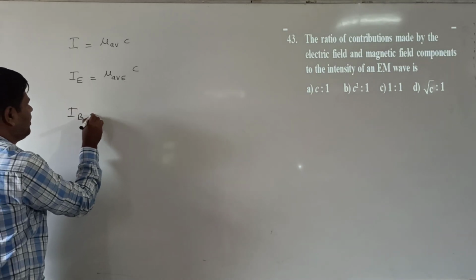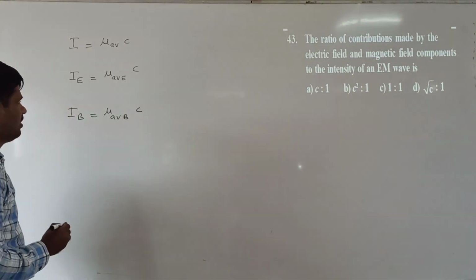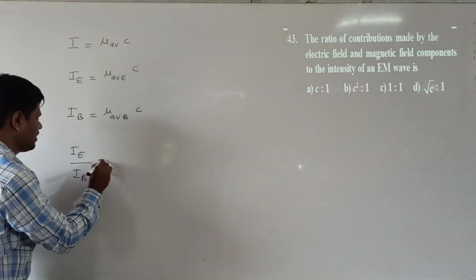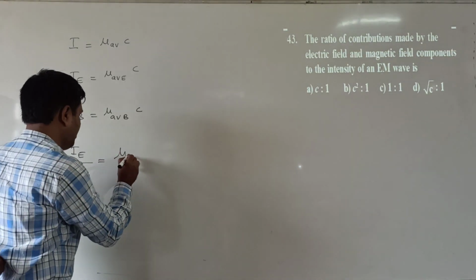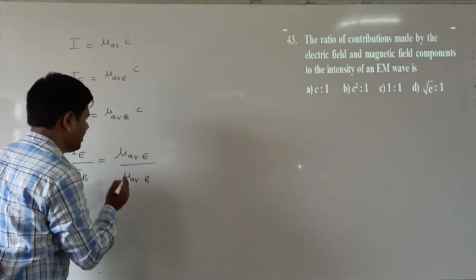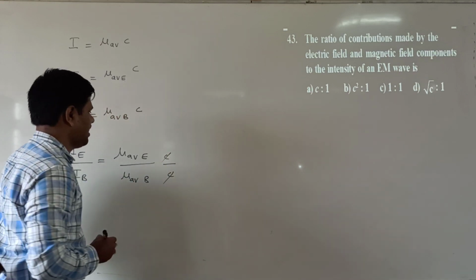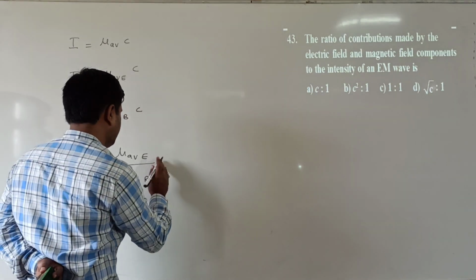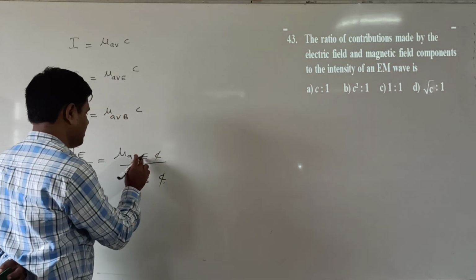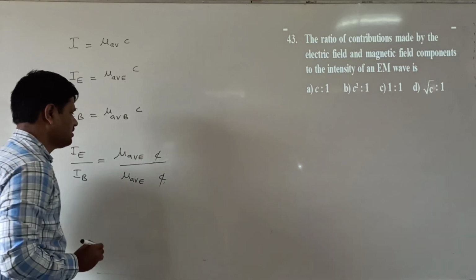The intensity of the magnetic field is equal to the average magnetic energy density into C. Now the intensity ratio I_E by I_B is asked in the question: the average electric energy density by the average magnetic energy density. Here the C by C gets cancelled. Here E is the suffix. Don't confuse this.